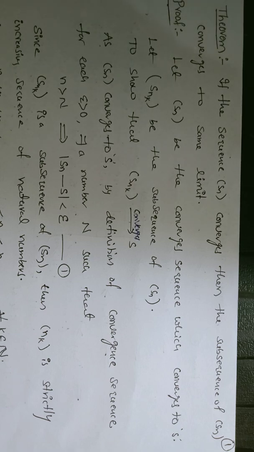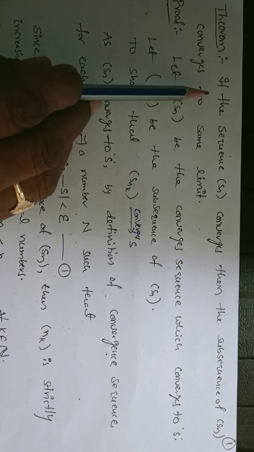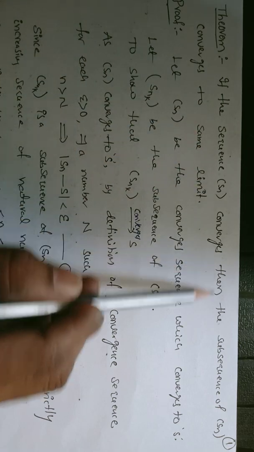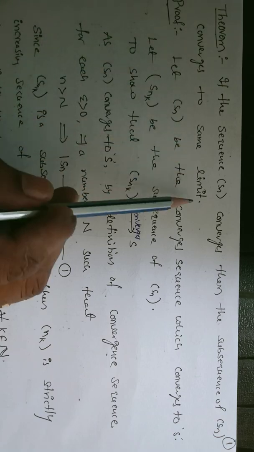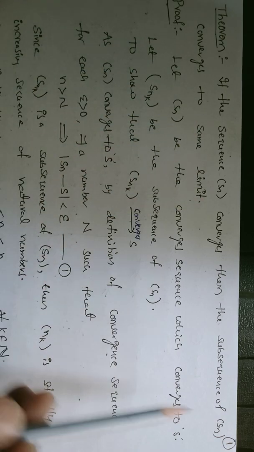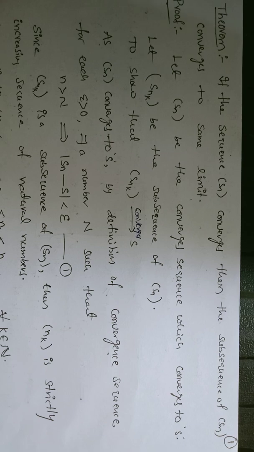In this lecture, I am going to prove if a sequence is a convergent sequence, then the subsequence is also convergent. If the sequence converges to a limit L, the subsequence also converges to the same limit L. If the sequence Sn converges to a limit L, then the subsequence Snk converges to the same limit. This is the theorem we are going to prove.